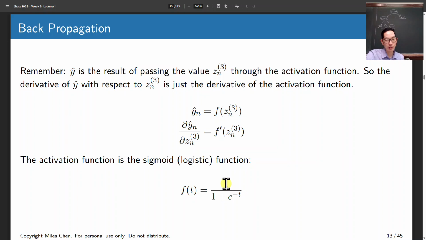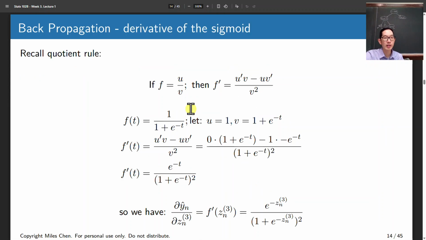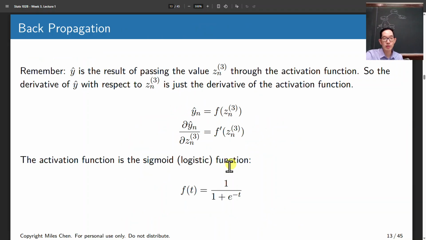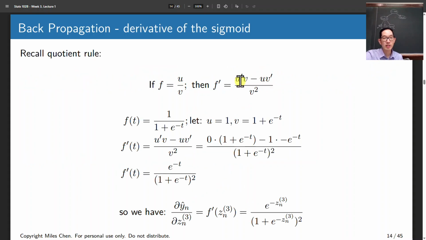Okay, well, our activation function is 1 over 1 plus e to the negative t, or whatever value we plug in here. In this case, it would be zn3. What is the derivative of that? So we can apply quotient rule. We can say f is u over v, and u is 1, and v is 1 plus e to the negative t, okay? So, quotient rule is u prime v minus uv prime over v squared, and so if you apply all of that, f prime of zn3 is going to be e to the negative zn3 divided by 1 plus e to the negative zn3 quantity squared. This would be what we have. Okay, this is our f prime.